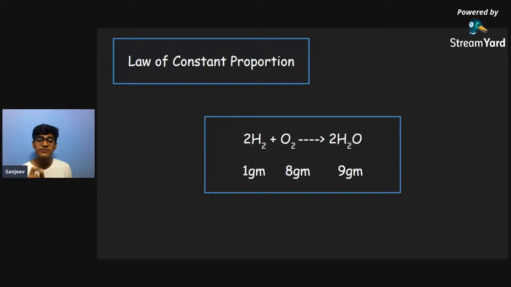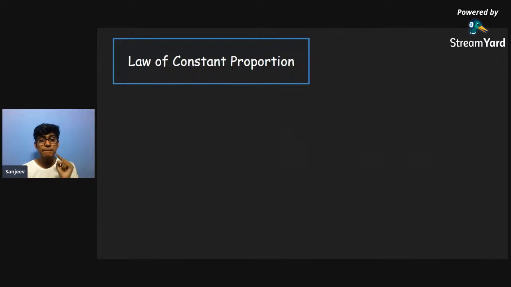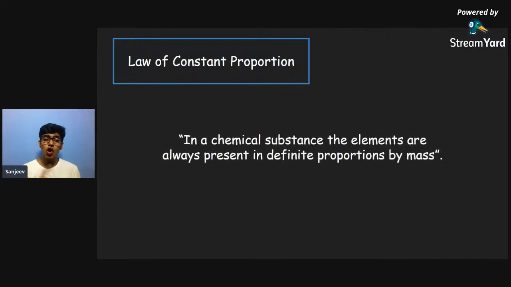As in the previous example, we saw that 1 gram of hydrogen mixes with 8 grams of oxygen. The proportion will always be constant, according to their masses. Okay, so this is the law of constant proportion. We saw the law of conservation of mass, and this was the law of constant proportion. The law of conservation of mass states mass can neither be created nor be destroyed in a chemical reaction. But the law of constant proportion states, in a chemical substance, the elements are always present in definite proportion by mass.